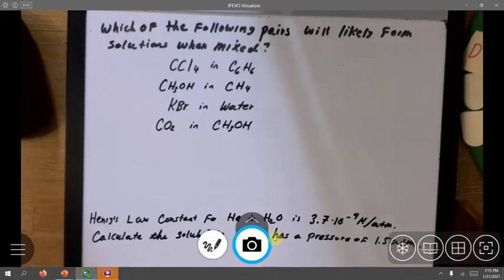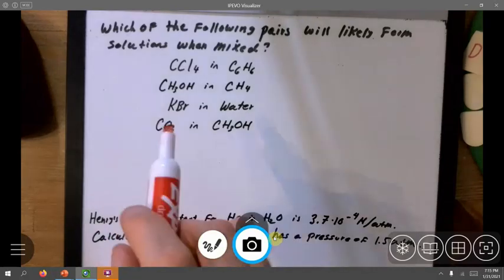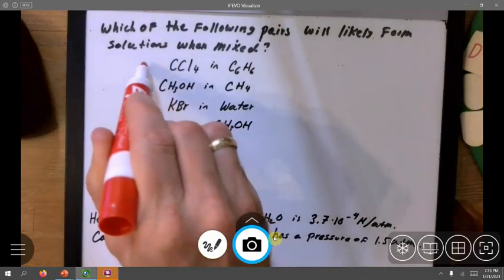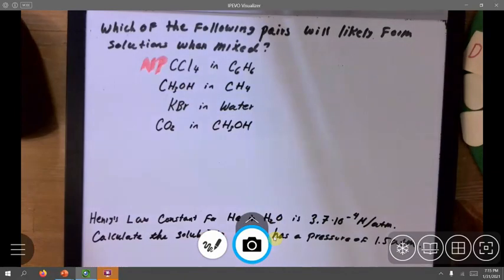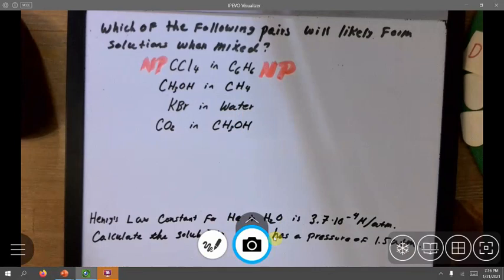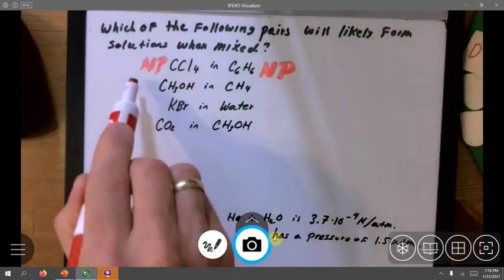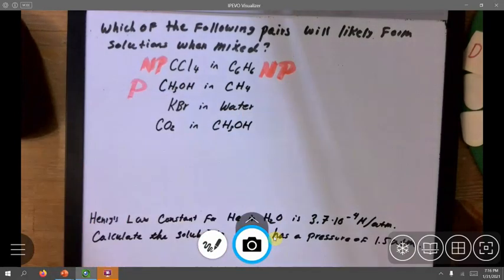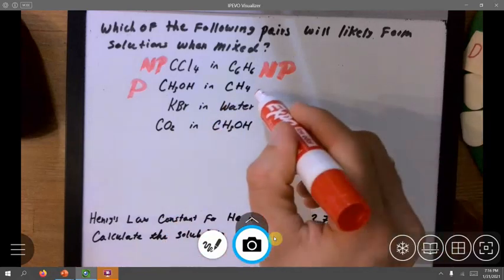Which of the following pairs will likely form solutions when mixed? In order for us to do this, what we need to do is determine which is polar and which is nonpolar. And then two polars will mix, two nonpolars will mix, but a polar and a nonpolar will not mix. So in this scenario here, CCl4 is nonpolar. C6H6, benzene, is also nonpolar. Methanol here is polar because it's tetrahedral with one OH, but methane here is nonpolar.